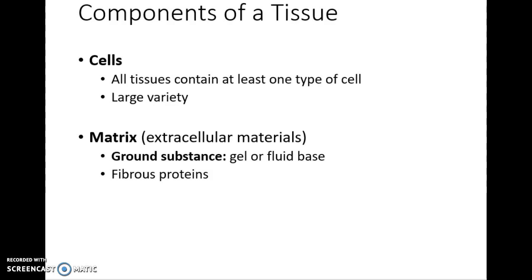So the components of a tissue, we have cells. All tissues contain at least one type of cell, but there is a large variety. We also have a matrix, or the extracellular materials. We have ground substance, which would be a gel or fluid base, and fibrous proteins.